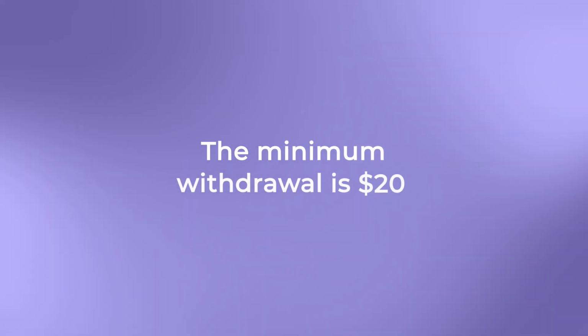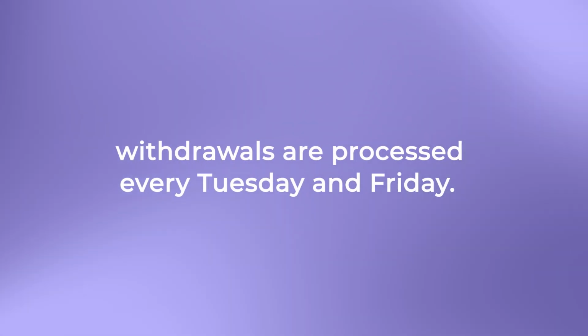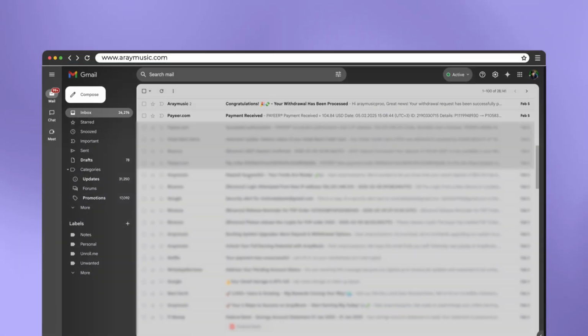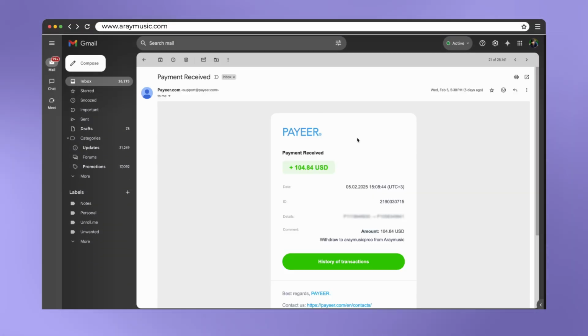Also, the minimum withdrawal is $20, and withdrawals are processed every Tuesday and Friday. Once you submit the payout request, it takes a few minutes, and then you can see the amount in your Payeer wallet.